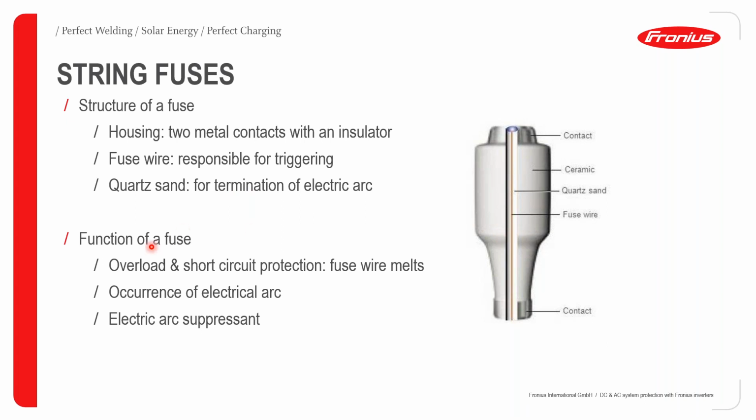So basically, the function of a fuse is for the wire to rupture or melt in the case of overload or short circuit current. And this occurrence results in an electric arc, as earlier mentioned. And this is taken care of by what we call the electric arc chute or electric arc suppressant.